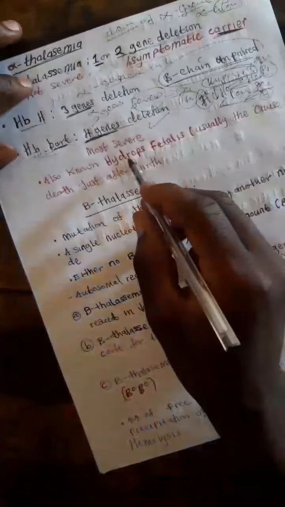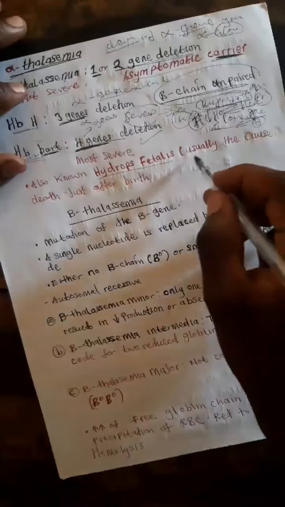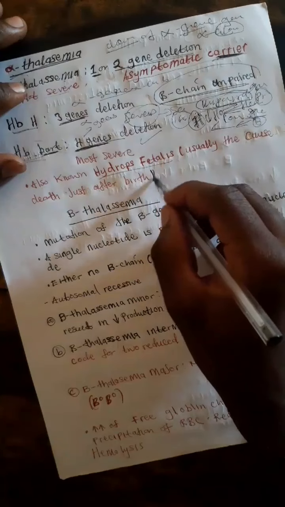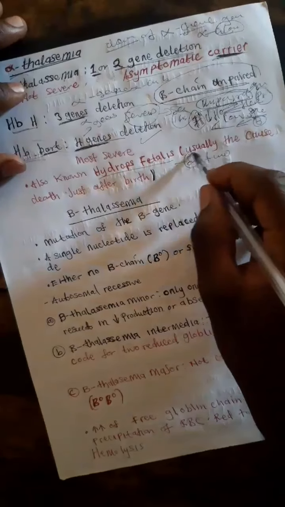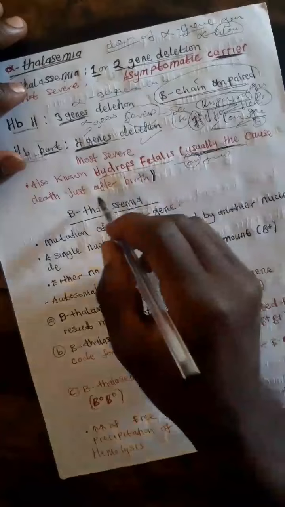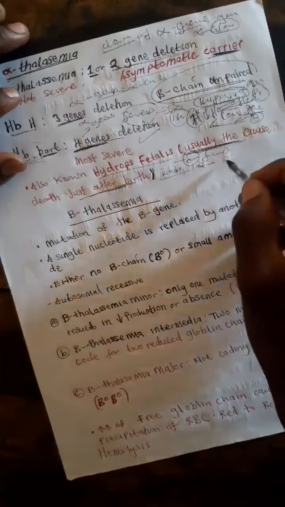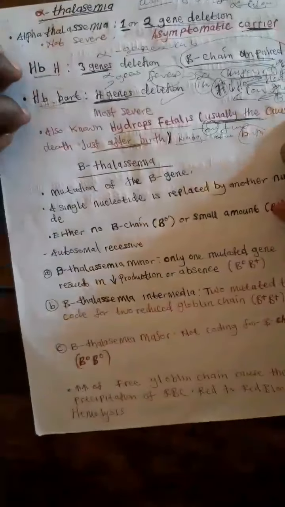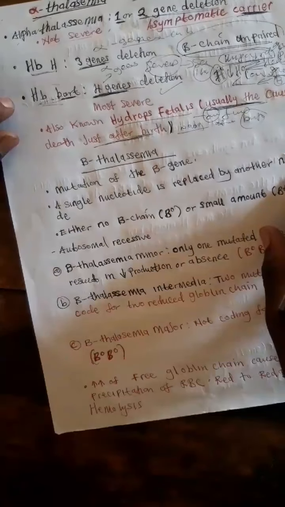That's why it is mostly known as hydrops fetalis. This simply means that it causes death of the fetus within the womb, and if the fetus survives, then a baby can die immediately after birth. So this is the most severe alpha thalassemia. Let us go to beta thalassemia.